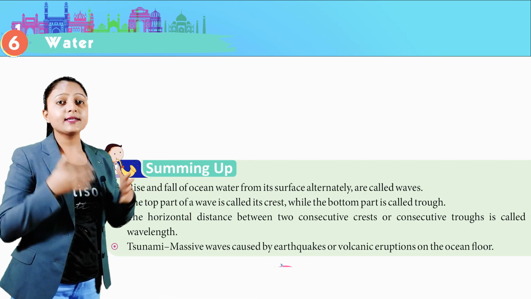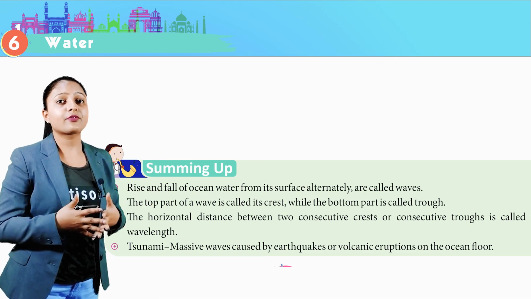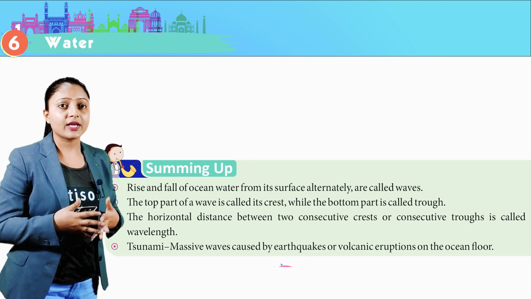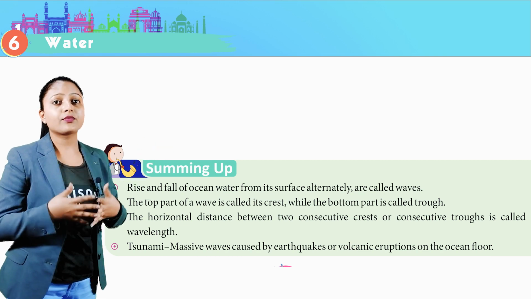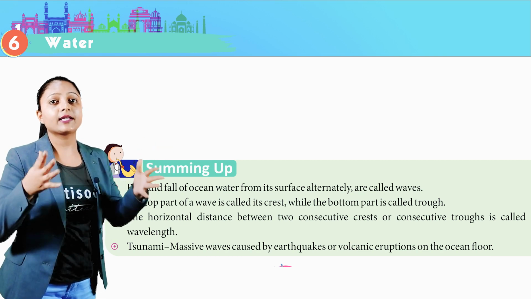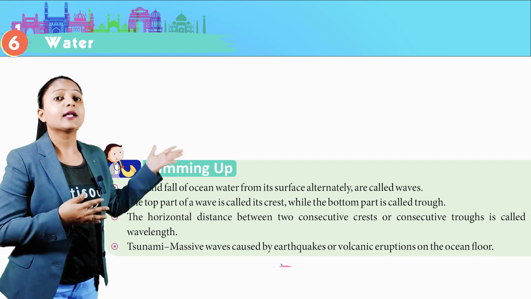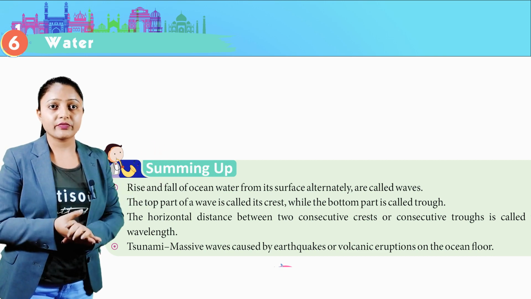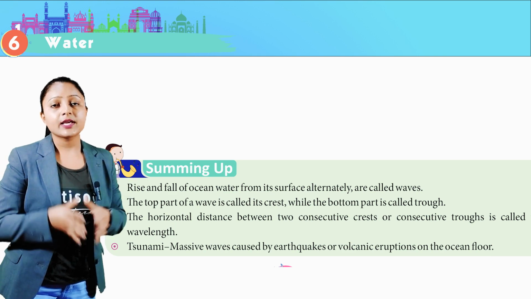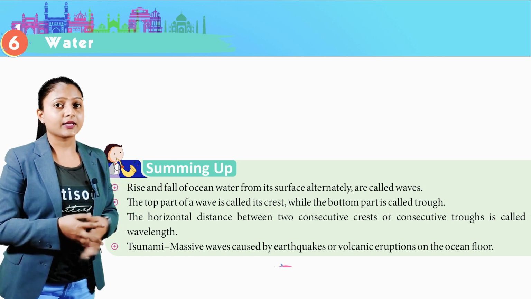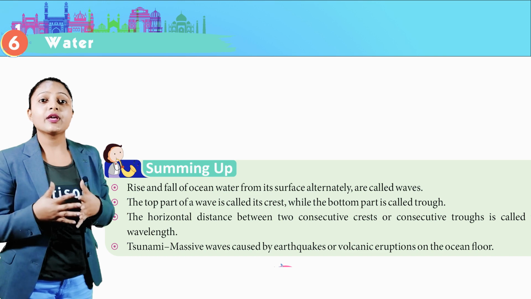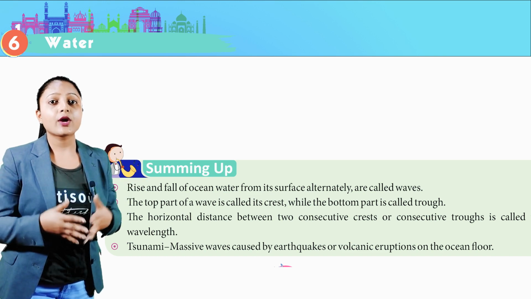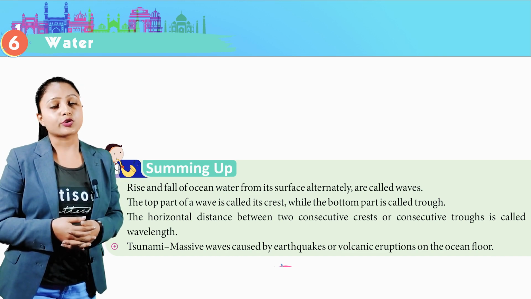Summing up, rise and fall of ocean water from its surface alternately are called waves. The top part of a wave is called its crest, while the bottom part is called trough. The horizontal distance between two consecutive crests or consecutive troughs is called the wavelength. Tsunami, massive waves caused by the earthquake or volcanic eruption on the ocean floors.